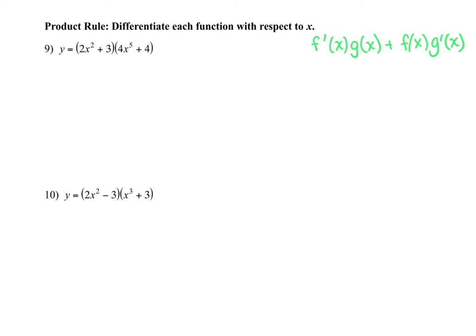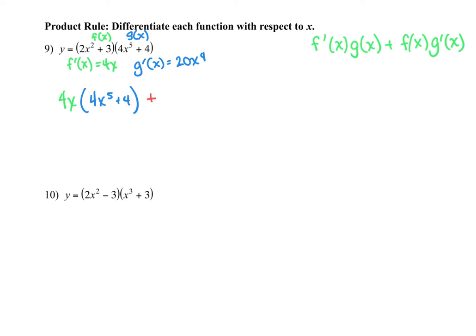So I like to label mine. If this is f of x, then that means that this is g of x, which means my f prime is going to be 4x, and my g prime is going to be 20x to the fourth. And from that point, I'm just going to plug it in. So I'm going to say f prime of x, that's 4x, times my g of x, that's my 4x to the fifth plus 4. You do have a plus there.